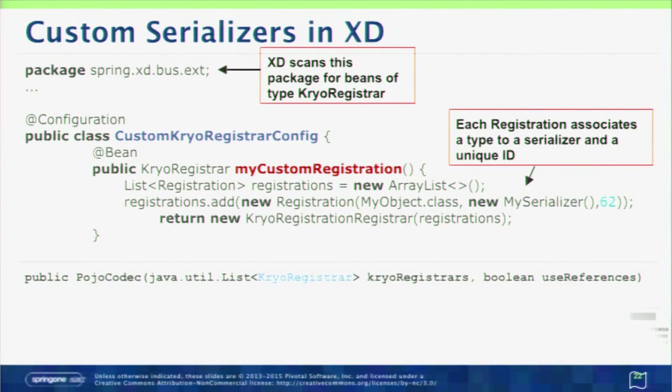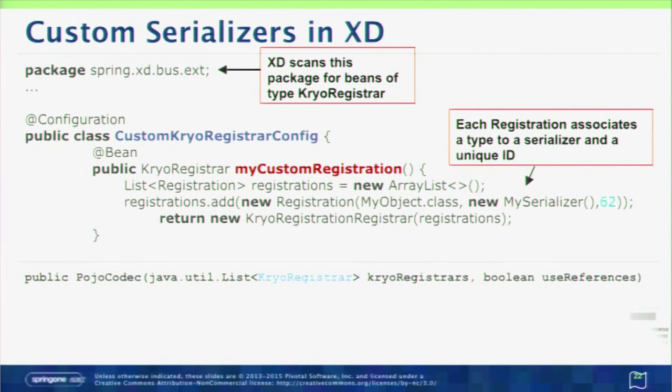The type that we use here is called a Kryo Registration Registrar, and that takes a list of registrations. Now, the registration is a native Kryo class, which turned out to be convenient because the problem is exactly, okay, I have to associate a type to a serializer, to my custom serializer, and also provide a unique ID, which Kryo uses internally for that type. So you can create a list of these things and return that. Now, internally, what the message bus uses is a type called PojoCodec, and that will take a list of Kryo registrations and also this flag to use references that's derived from the property value, and these values can be null, so typically you don't need to do anything.